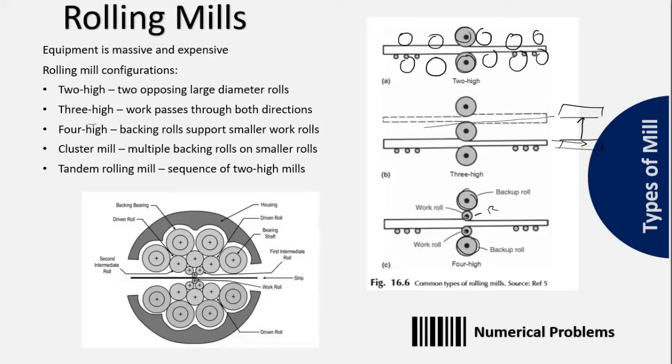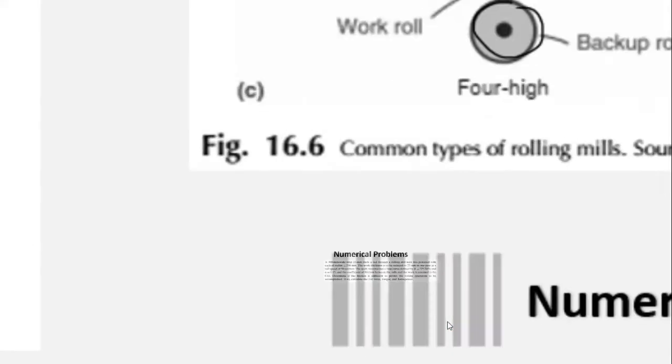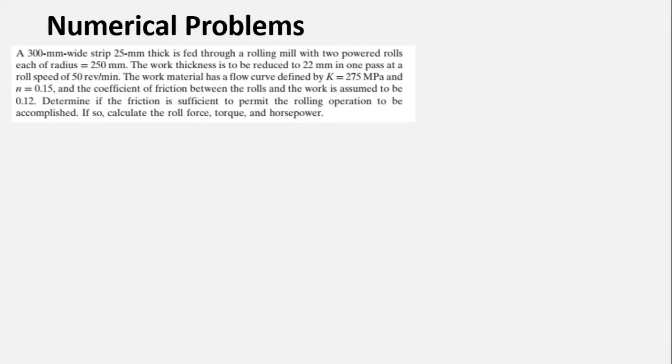So now let's move on to the numerical problems of the rolling operation. Let's start with it. What it says: a 300 millimeter wide strip and 25 millimeter thick is fed through a rolling mill with two powered rolls. So we now have a two-high rolling mill.